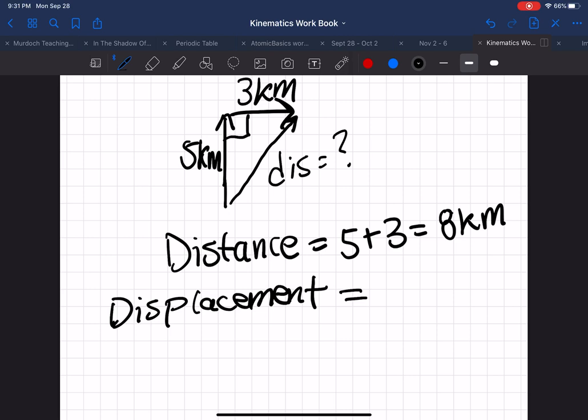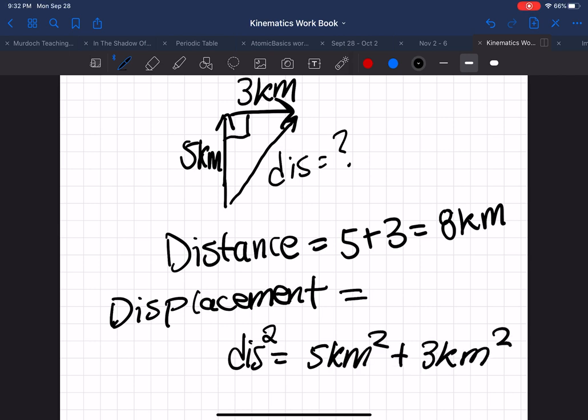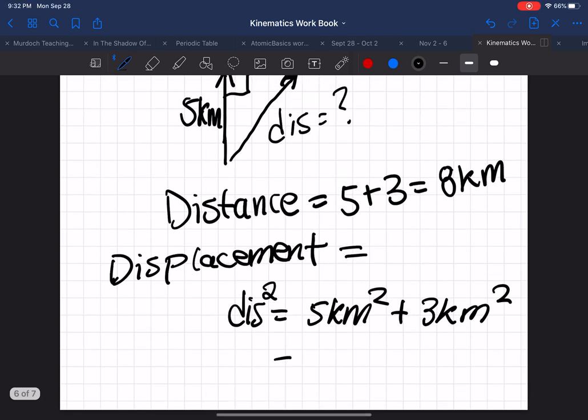Okay, so we are going to calculate that. So displacement squared equals 5 km squared plus 3 km squared, which will get us, let's all put it in the calculator and calculate our answers to get the final one.